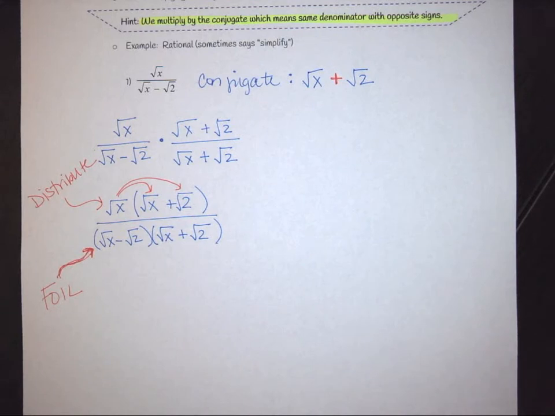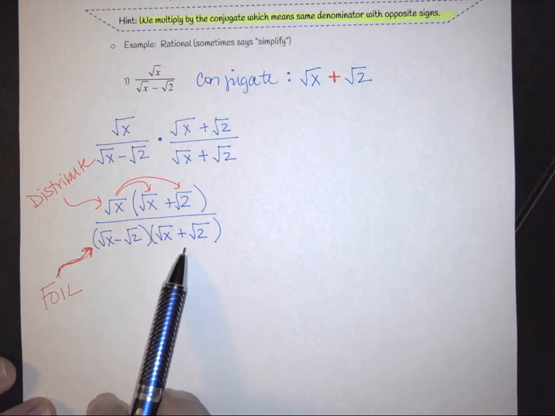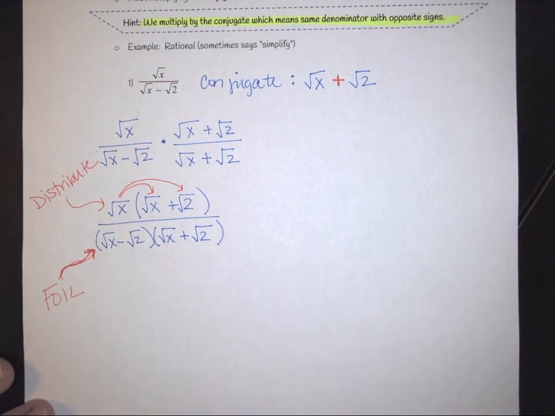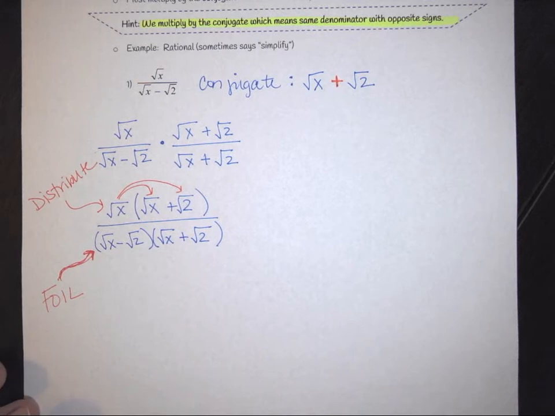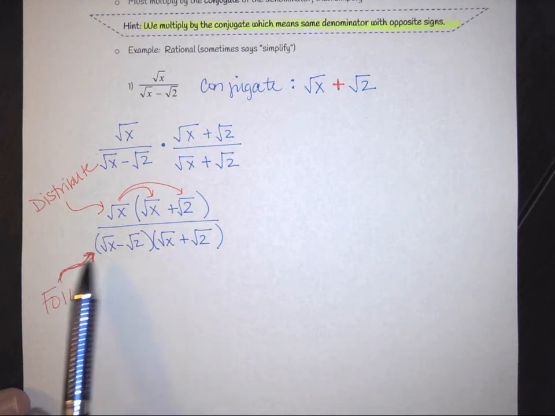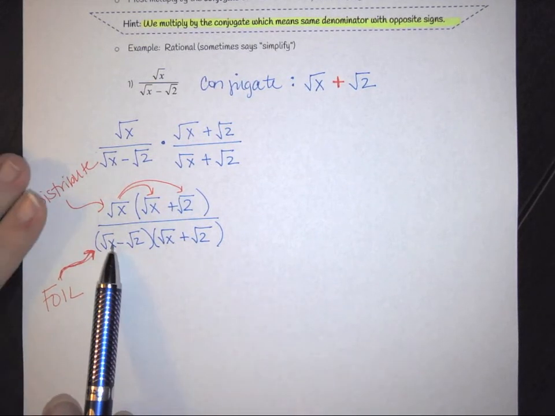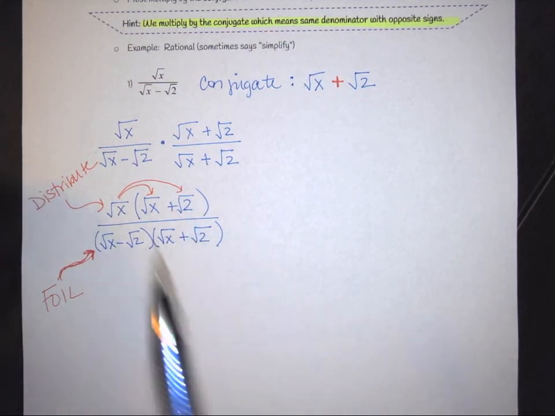The biggest advice I can give you would be to do your FOIL first, because if you've made a mistake, the mistake is with your conjugate. Since the whole goal is to make sure that all radicals disappear in the bottom, if you made a mistake with your conjugate, you might as well find out quickly. So I would FOIL these two together before doing anything with the top.